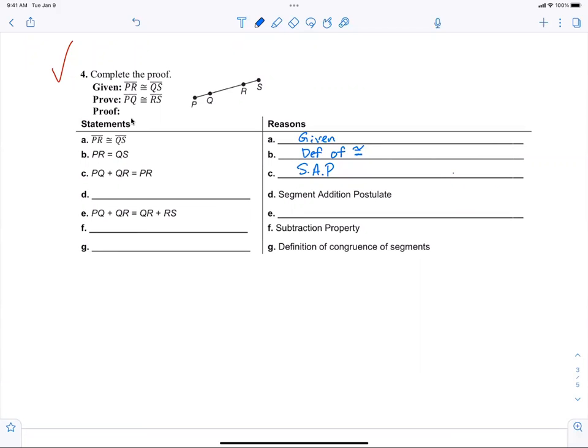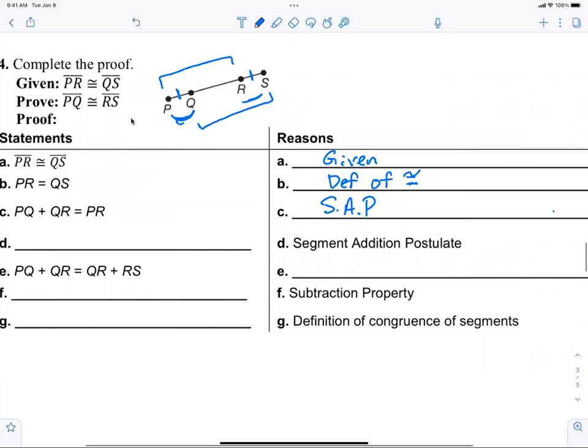Now before we go any further, I'm just looking at this. We're trying to prove that PQ is congruent to RS, given that PR is equal to QS. Can everybody see that's just obvious? If PR is congruent to QS, they both share QR, right? So the other parts have to be congruent.